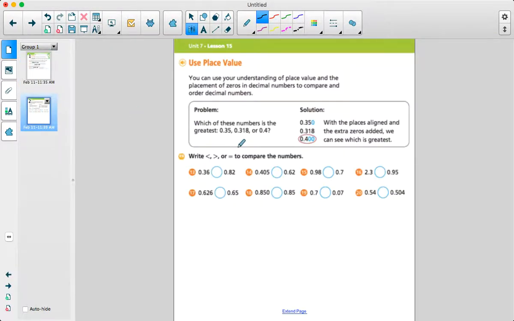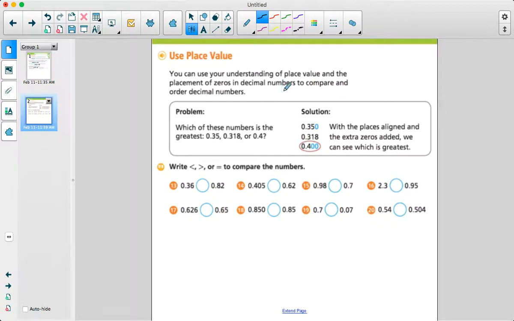Now on this next page, they're showing us another way that we can compare decimals. It says, you can use your understanding of place value and the placement of zeros in the decimal number to compare and order decimals. It says, which of these numbers is the greatest? And it has 35 hundredths, 318 thousandths, or 4 tenths.